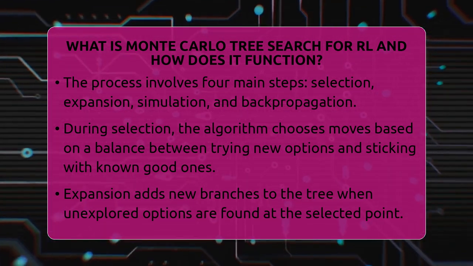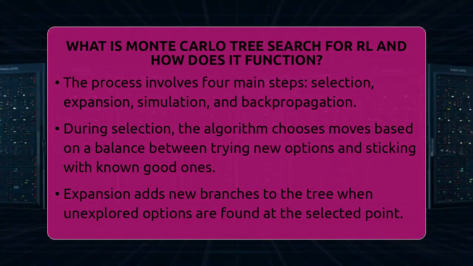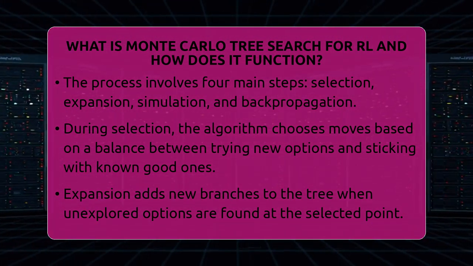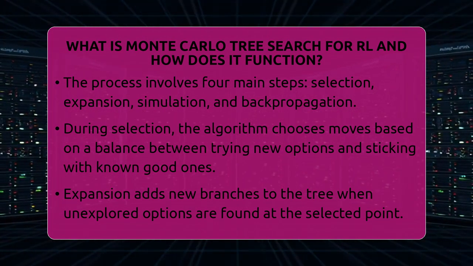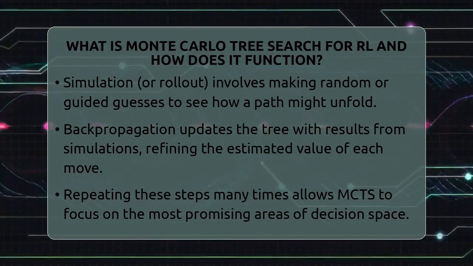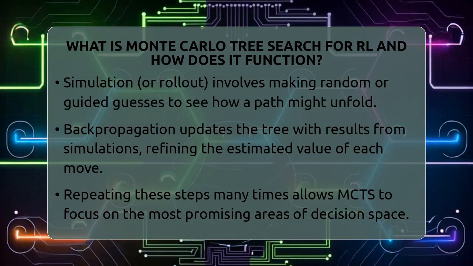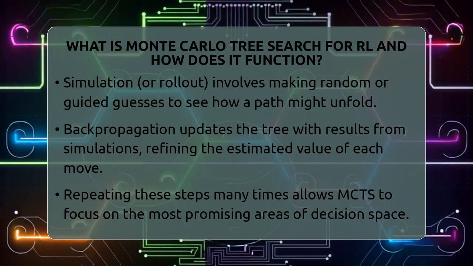Then comes simulation, also called rollout. From the new branch, the algorithm makes random or guided guesses about what might happen if it continues down that path. It keeps simulating until it reaches a conclusion or hits a set depth limit. This gives an idea of how good or bad that path might be.